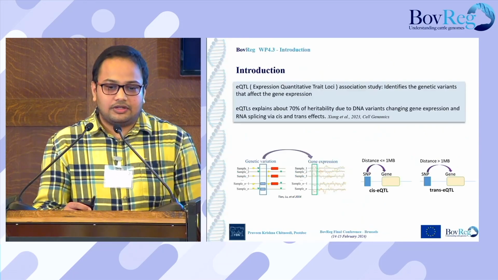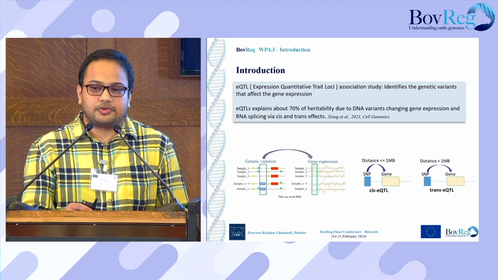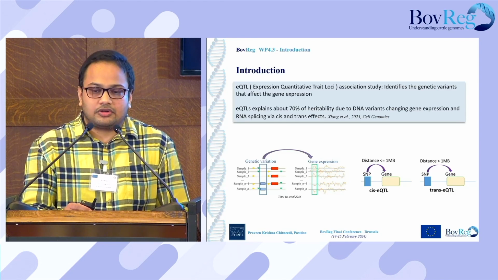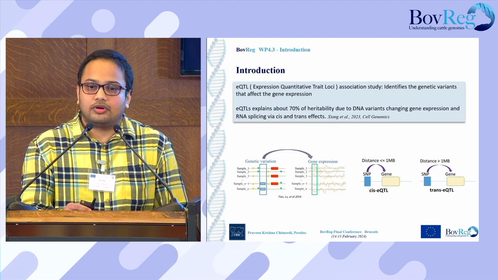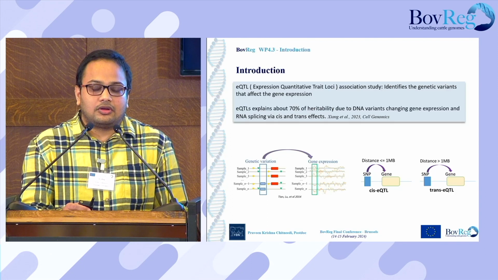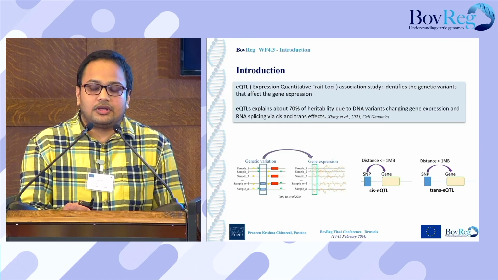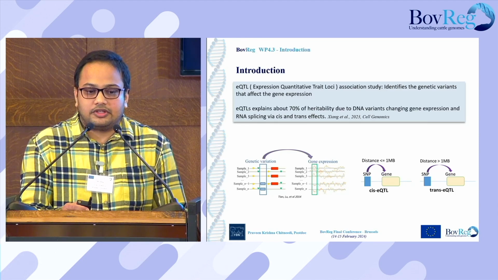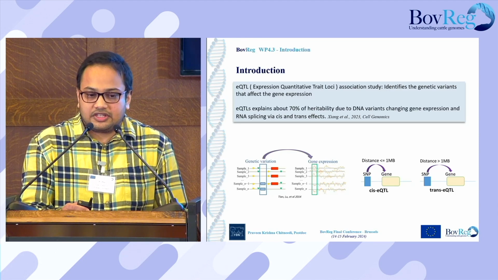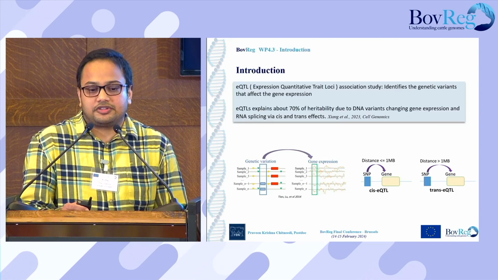So eQTL association studies identify the genetic variants that affect gene expression. In the previous talk, Rodrigo said that 70% of the heritability due to DNA variants changing gene expression and RNA splicing is due to cis and trans effects. This is a very recent study, so we are also in the same direction to investigate this.